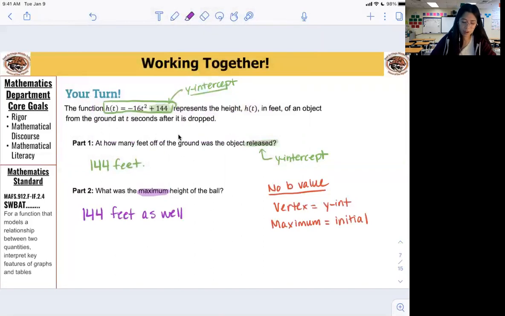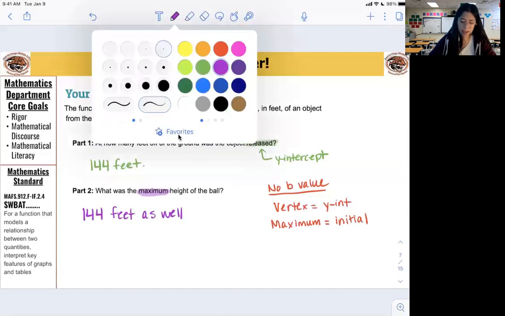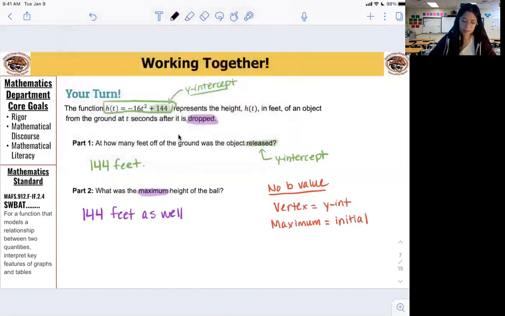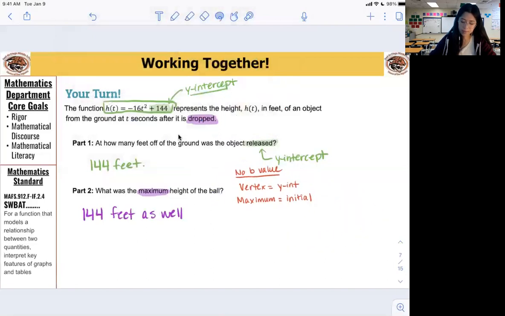Drop. It's dropped. So you can think of it like, let me draw a picture because it's always helpful to see it. It's half a parabola. That's a good way to think about it.